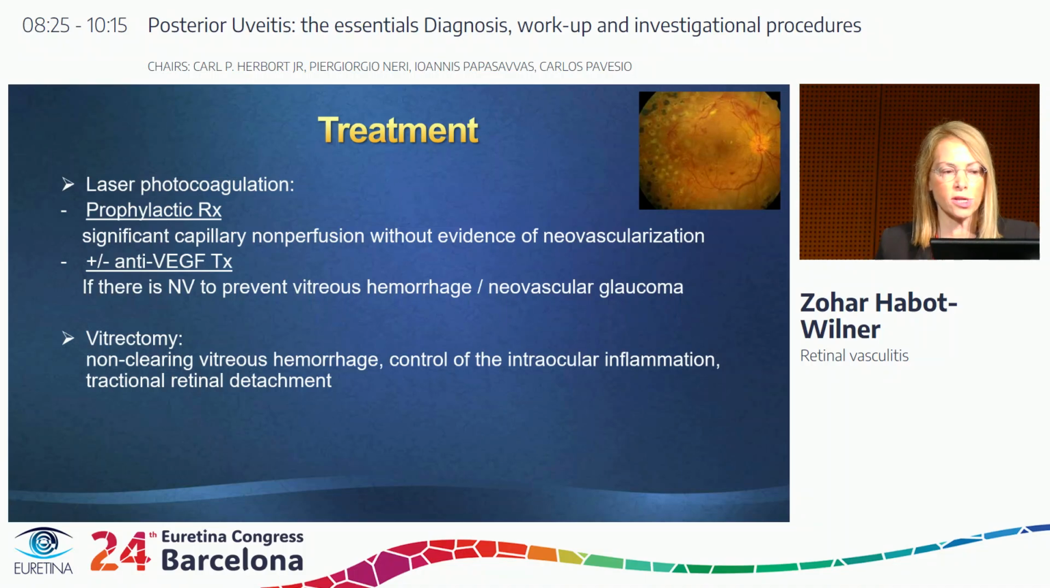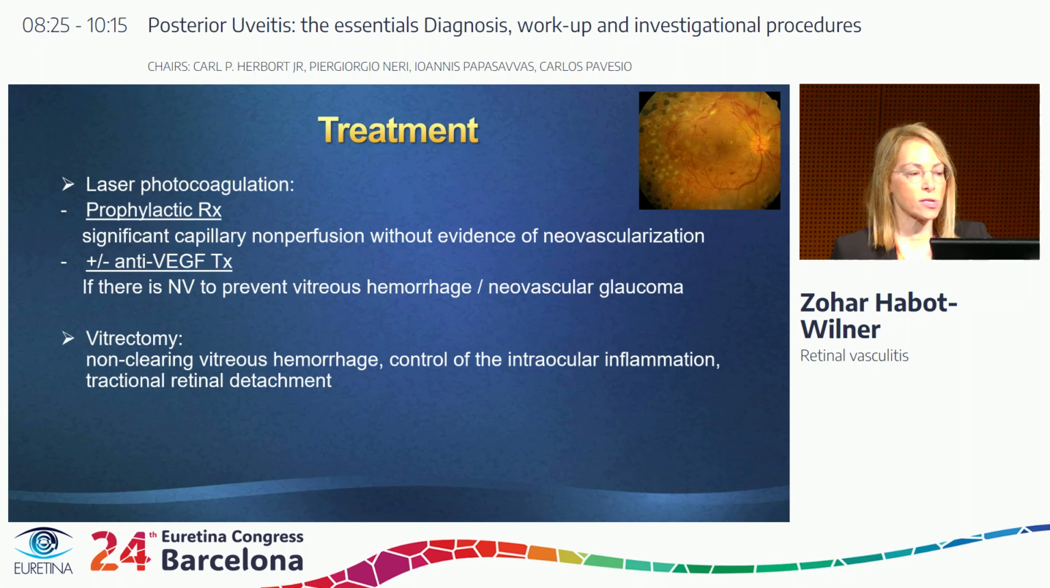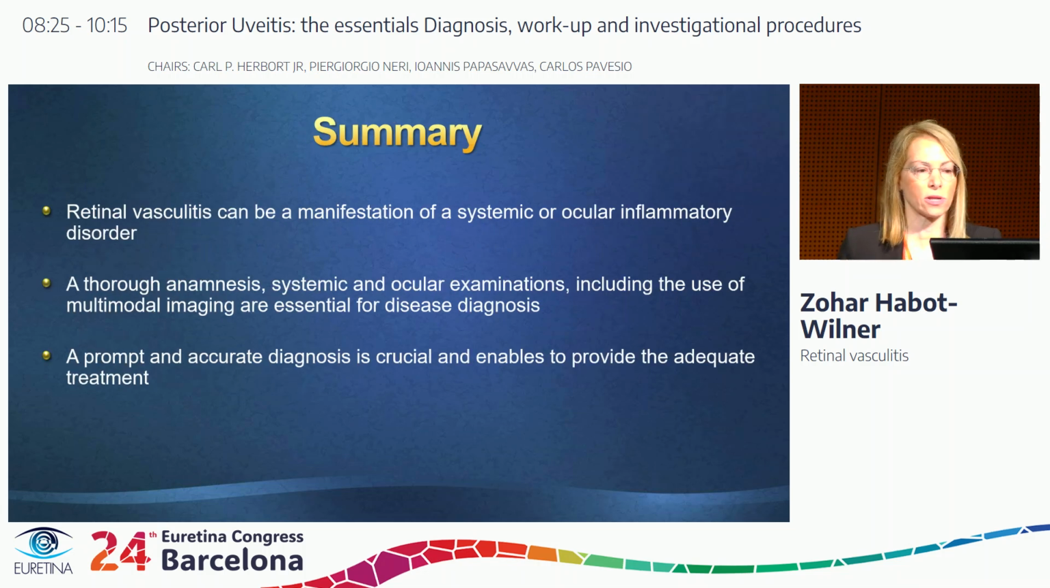We should also consider the use of laser photocoagulation as prophylactic treatment in cases with significant capillary non-perfusion with no evidence of neovascularization, and consider adding anti-VEGF injections if there is already neovascularization in order to try to prevent vitreous hemorrhage and neovascular glaucoma. We should also consider vitrectomy in cases of non-clearing vitreous hemorrhage and to control massive inflammation, and also if there is a tractional retinal detachment.